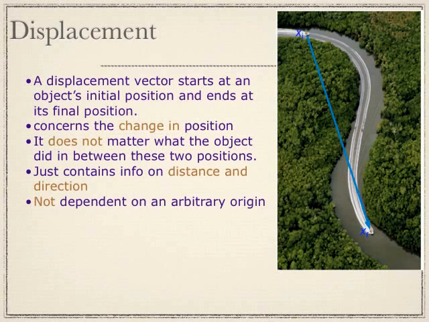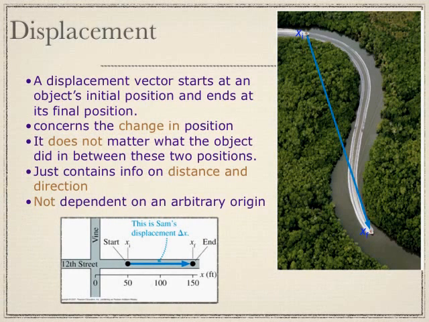Displacement is not dependent on an arbitrary origin. Let's see the last example to see what that means. We said the origin was at the intersection. That's where we marked 0 feet. To say Sam is at 50 feet, he's got to be 50 feet from something. To say he ends at 150 feet, he's got to be 150 feet from something.